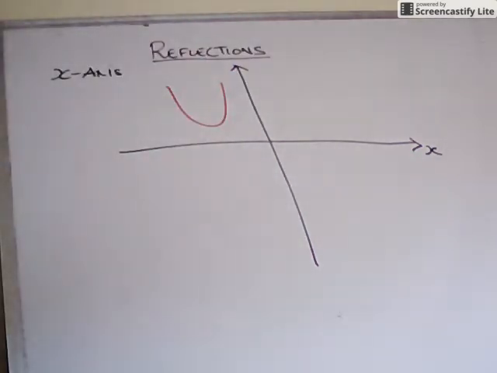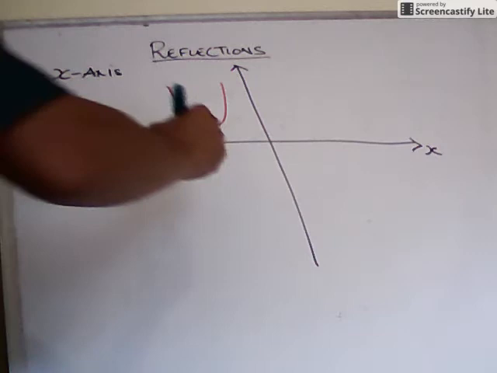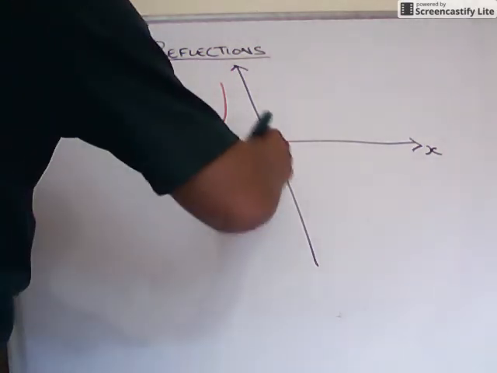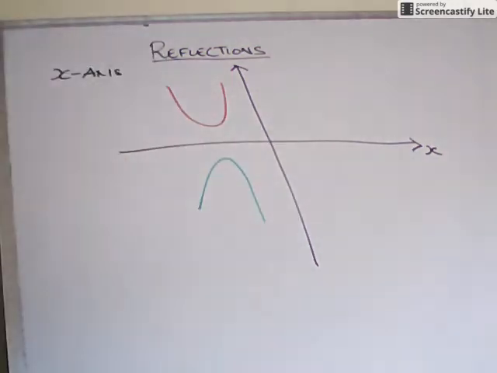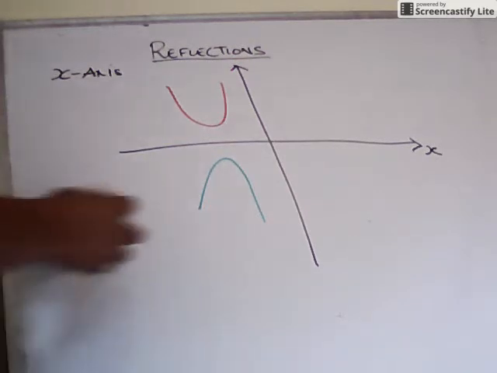Remember, it's being reflected across the x-axis, which is my horizontal axis. So in green, I'll draw its reflection. As you can see, it is a mirror image. The red being my function, the green being the reflection of that function or of that graph across the x-axis.